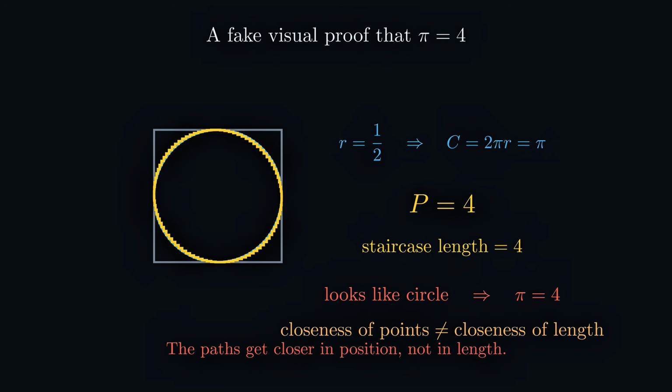So even though the two shapes look the same and get infinitely close in distance, the staircase doesn't magically converge into a circle or a curved line. And this means you're trying to relate two unrelated shapes and compare their perimeters, which we can't do. So don't worry, pi does not equal 4, and this is just another proof that requires us to look a little bit harder into it.